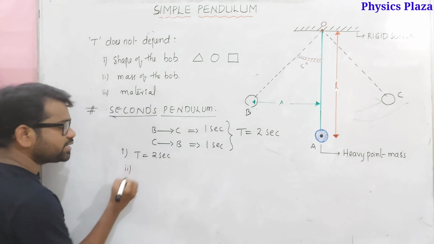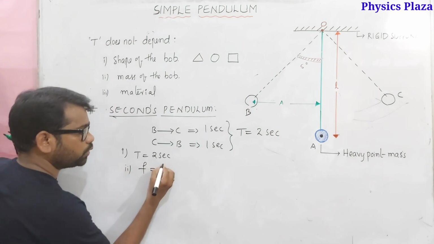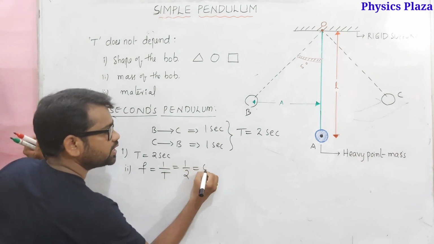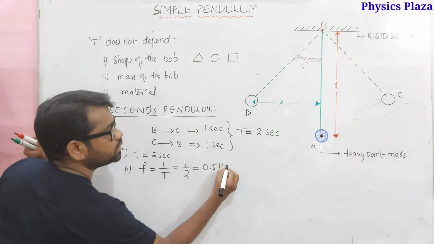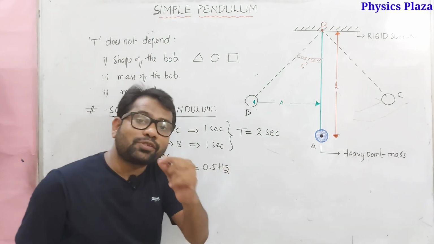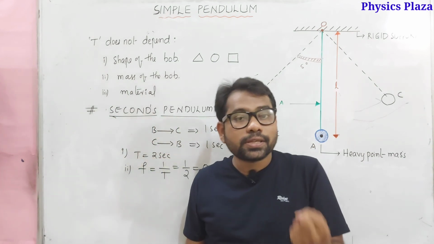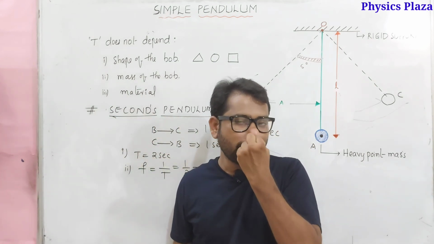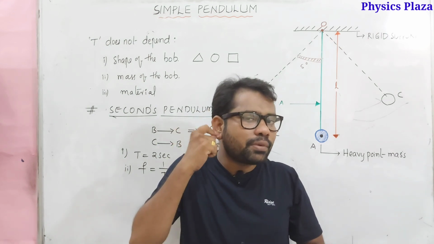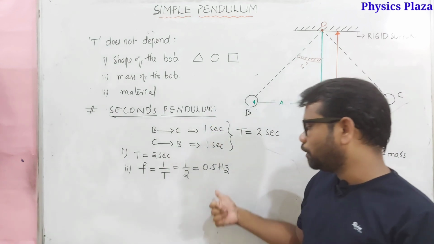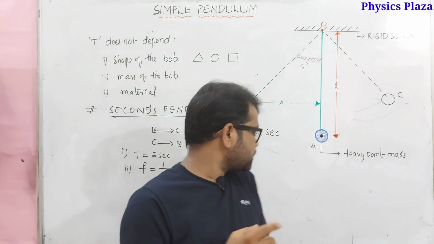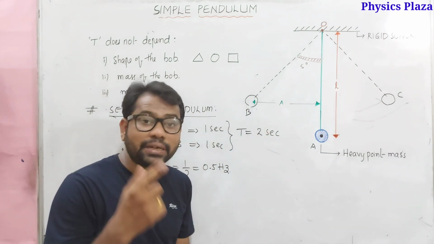Then what is its frequency, children? We know that frequency is equal to 1 by time period. So it is 1 by 2, it is 0.5 hertz. Children, this again will come in the sound chapter also. So can we hear the sound produced by a seconds pendulum? We cannot hear the sound produced by a seconds pendulum. Why? Because the minimum audible range is 20 hertz, but it is 0.5 hertz. So we cannot hear the sound produced by a seconds pendulum. Of course, regarding this we will be discussing in detail in the sound chapter.